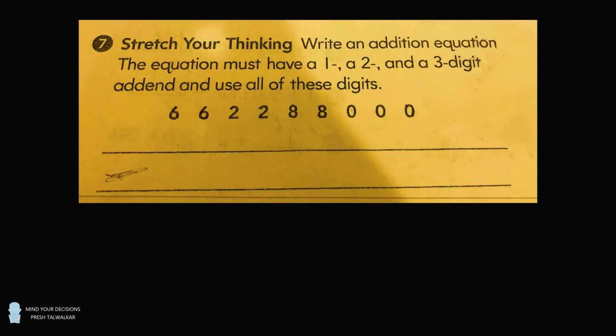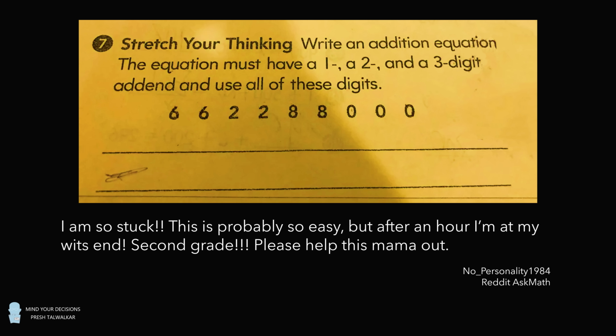Stretch your thinking. Write an addition equation. The equation must have a 1, a 2, and a 3-digit addend and use all of these digits. 6622880000. This was posted on Reddit AskMath, and the mom says, I am so stuck. This is probably so easy, but after an hour, I'm at my wit's end. Second grade! Please help this mama out.